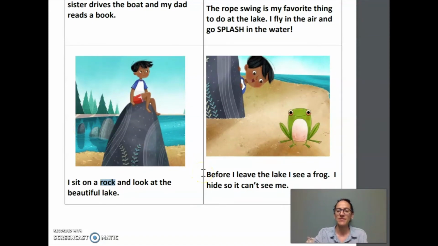Before I leave the lake, I see a frog. I hide so it can't see me. What animal is this? Yes, it's a frog. Very good.